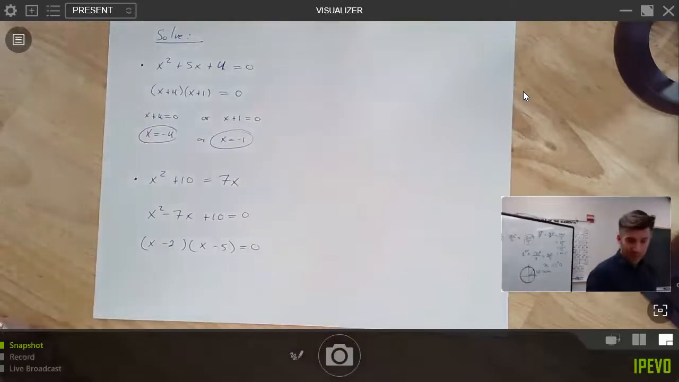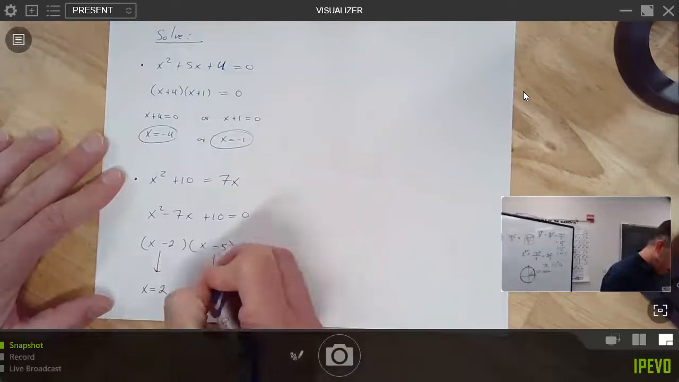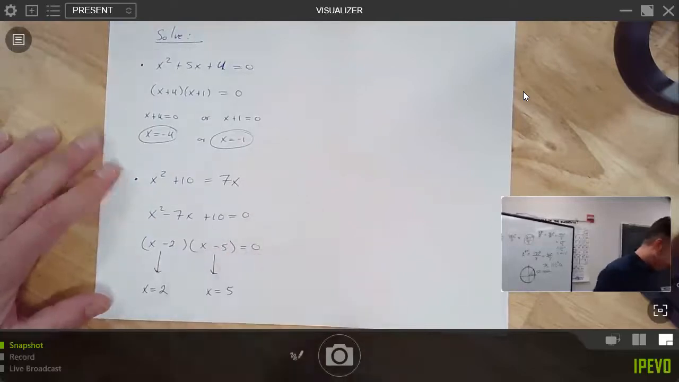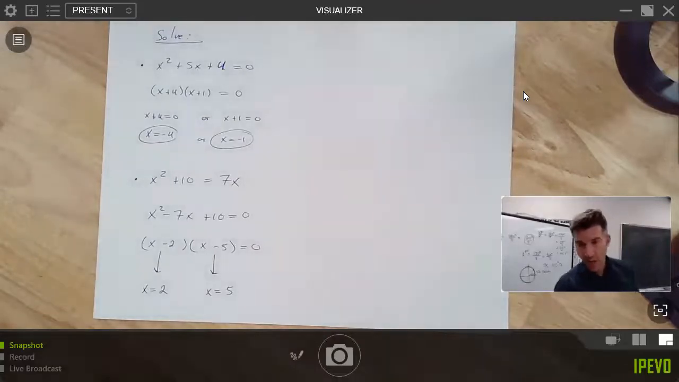And then we get x equal to +2 from that factor, x equal to +5 from that factor. Is it nonlinear because x1 makes the graph not a straight line? Yeah, essentially, yes.